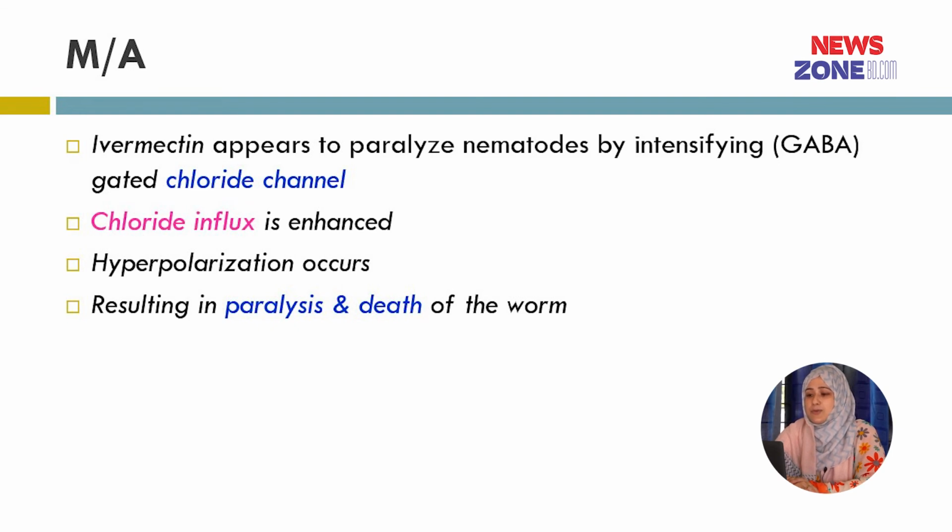Ivermectin appears to paralyze the nematodes by interfering with their GABA-gated chloride channel, and chloride influx is enhanced. Therefore, hyperpolarization occurs, resulting in paralysis and death of the worm.